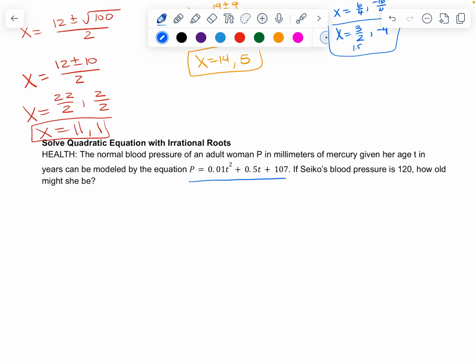So, the normal blood pressure of an adult woman, P in millimeters of mercury, given her age T in years, can be modeled by the equation. If Sieko's blood pressure is 120, so we're going to replace P with 120.